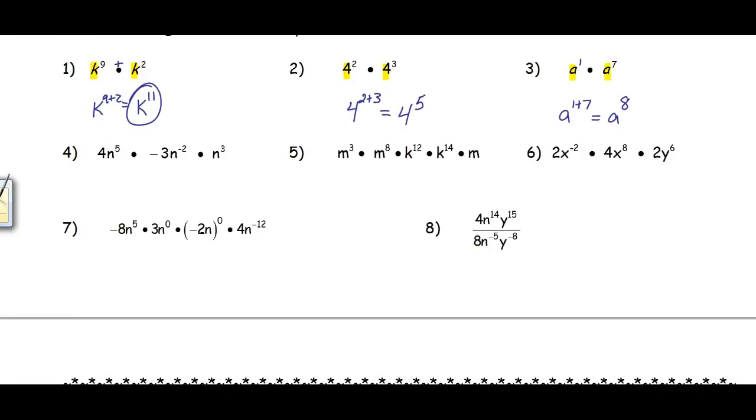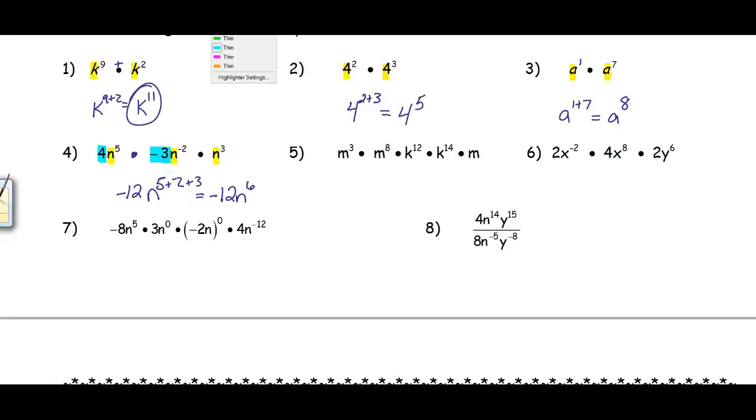All right, number 4. Okay, number 4 is where it gets a little different. All of our bases are the same, so we're going to keep the same base and add our exponents: 5 plus negative 2 plus 3. But the numbers out front are different. We're going to multiply those together just as we would multiply anything else. So 4 times negative 3 is negative 12. So you're going to get negative 12n to the 6th power. And notice we kept our base the same and just multiplied the numbers out front.